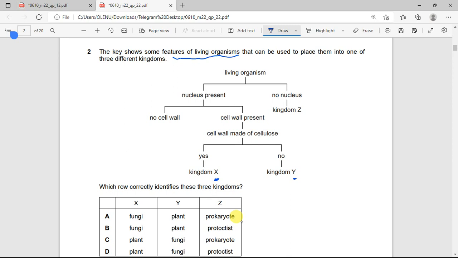So no nucleus, living organisms without a true nucleus. Those are prokaryotes, like bacteria. Bacteria don't have a nucleus, they only have strands of DNA. So if they are prokaryotes, I know this is wrong, this is wrong, so I have my answer between A and C. Now Y cannot be a plant because plants have a cell wall made up of cellulose, so X will be a plant. So my answer will be C, plant, fungi, and prokaryote.